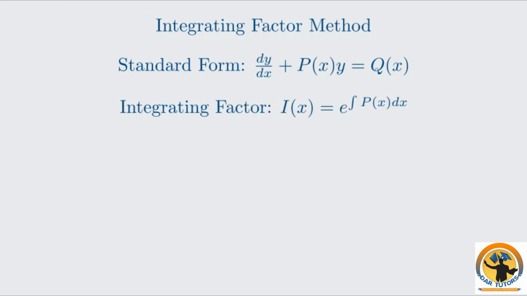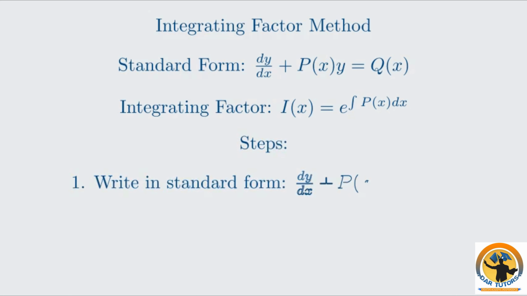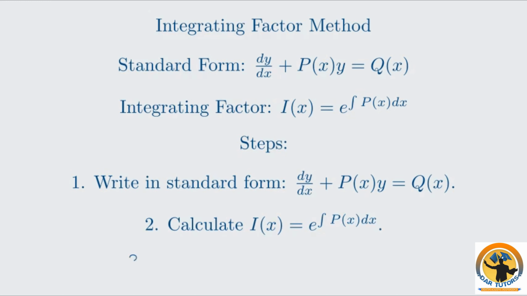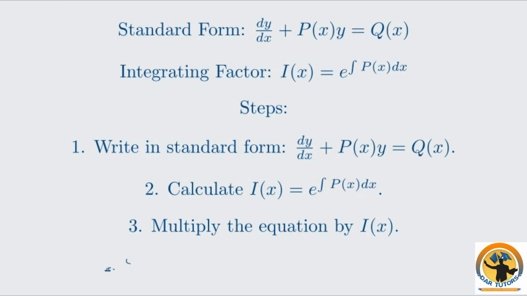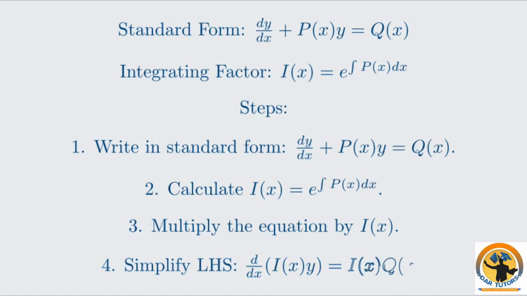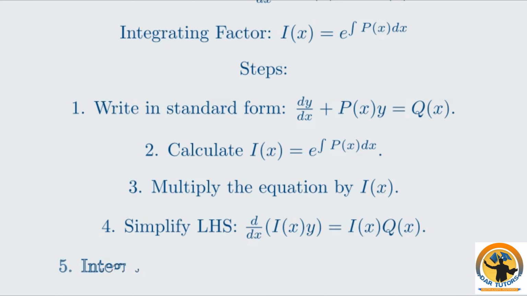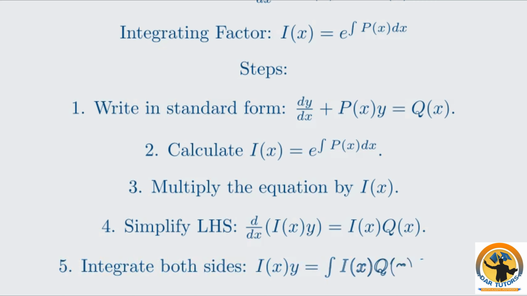The integrating factor, which we'll call I of x, is given by the formula e to the power of the integral of p of x dx. We don't need a constant of integration here. Let's see the steps for solving an equation using this method. First, ensure your equation is in the standard form. Second, calculate the integrating factor using the formula. Third, multiply every term in the equation by this integrating factor. Fourth, the left-hand side will simplify to the derivative of the product of the integrating factor and y. Fifth, integrate both sides with respect to x to solve for y.